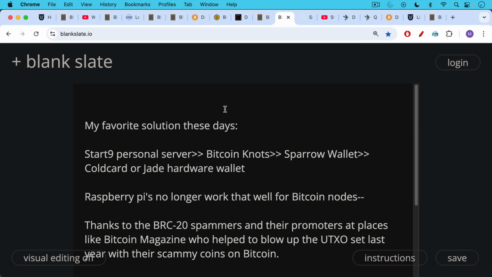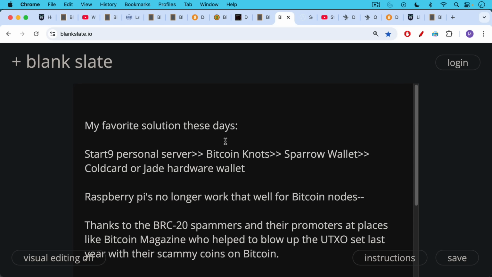My favorite solution these days is a Start9 personal server running the Bitcoin Knots app for my Bitcoin node. And then you connect that to Sparrow Wallet. Sparrow Wallet talks to the node and allows the node to communicate with your hardware wallet, which works through Sparrow. So either a Coldcard or Jade hardware wallet.